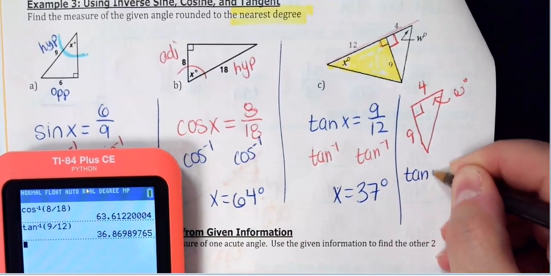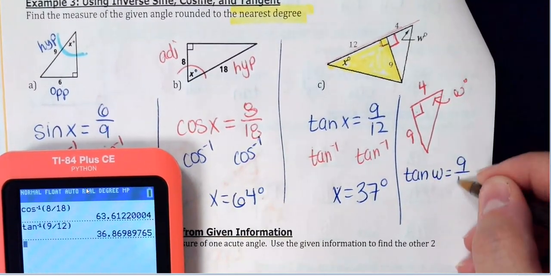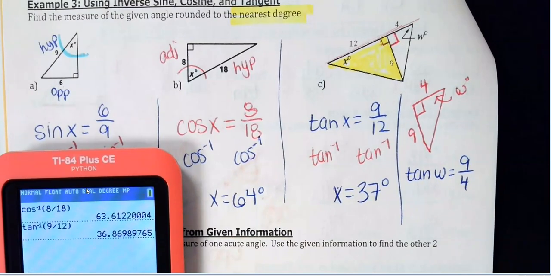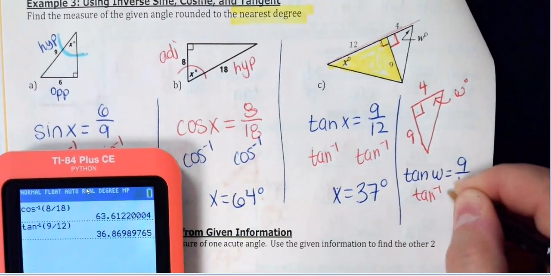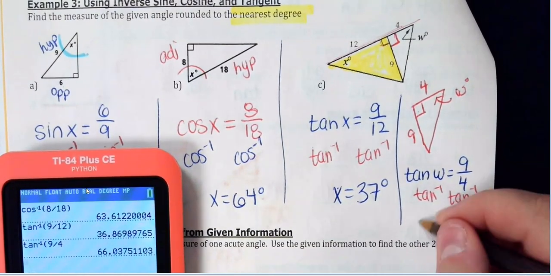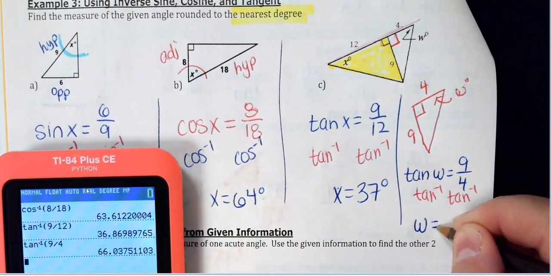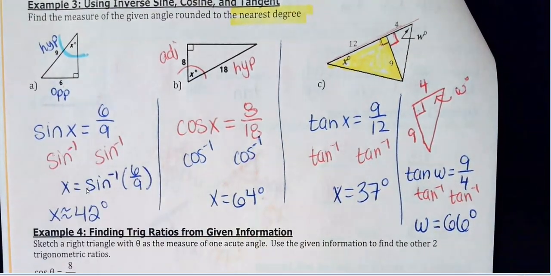Good deal. Okay, tangent of W, opposite would be the 9, adjacent would be the 4. It's the only time you're allowed to have an improper fraction where you got a bigger number on the top than the bottom is with the tangent. So I'm just going to do inverse tangent to get that gone. So just hit second tan, 9/4, anytime you're finding an angle measure. So W is going to be about 66 degrees. Okay, is anybody having a question?